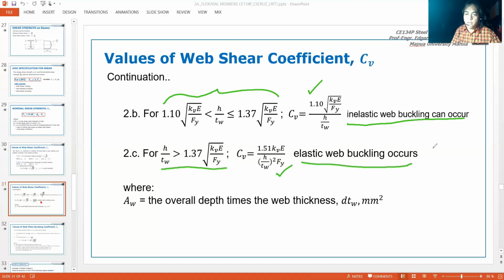Okay, so again, pagka standard section, H is equal to D minus 2K, di ba? So pagka wide flange section, H is equal to D minus 2K. Tapos pagka built-up naman, H is just equal to D minus 2 times the thickness of the flanges. Okay? Tapos of course, yung TW is the thickness of the web. Ganyan ang pagkuha ng H.